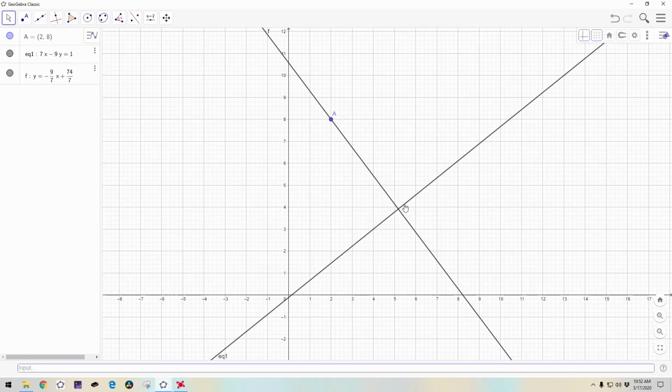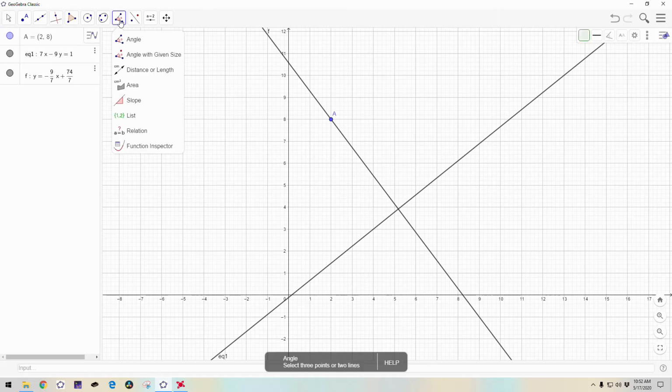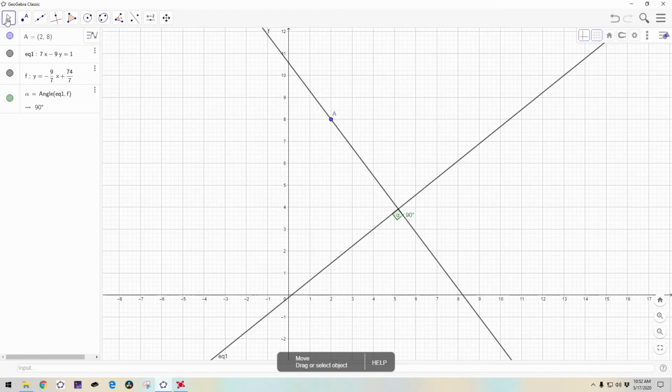It does look like it's perpendicular, but remember in math, you see things like this, you don't ever want to take it for granted. Let's compute the angle between these two. And you can see it is indeed 90 degrees. They are perpendicular and it does go through that point.